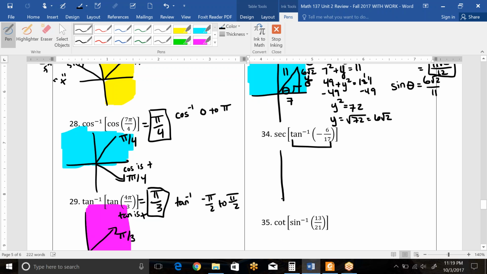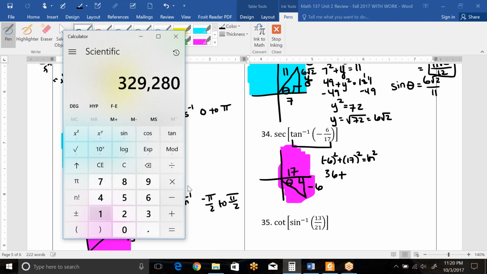So we're looking at tan, which is defined, remember, in quads 1 and 4 when you're talking about the inverse. And it's negative in the fourth quadrant. And remember that theta then would be negative 6 and 17, because opposite over adjacent. And so we use that to find our other piece of our triangle, equals h squared, whatever you want to call that. So this is 36 plus, I have no idea, is that 289?